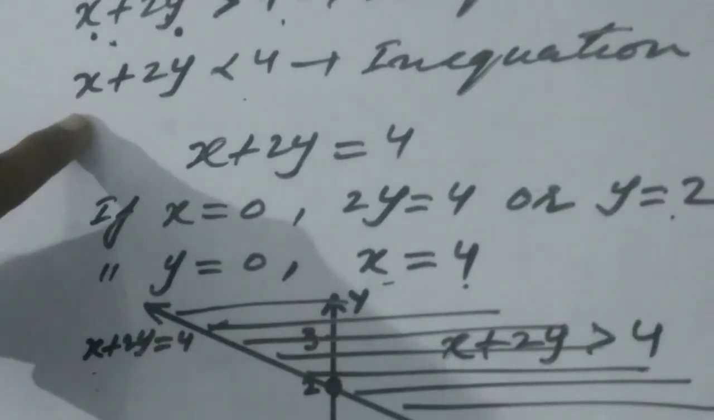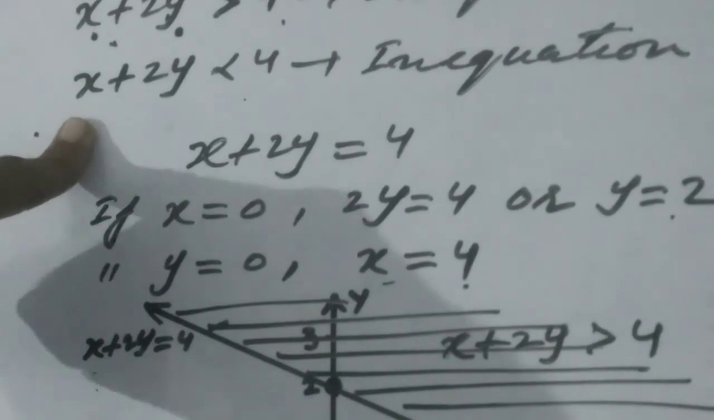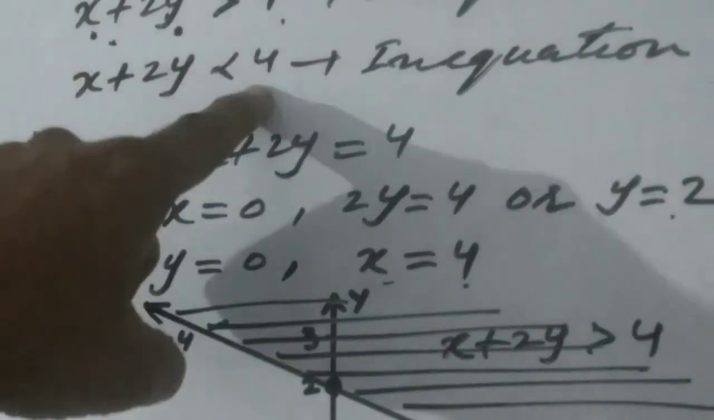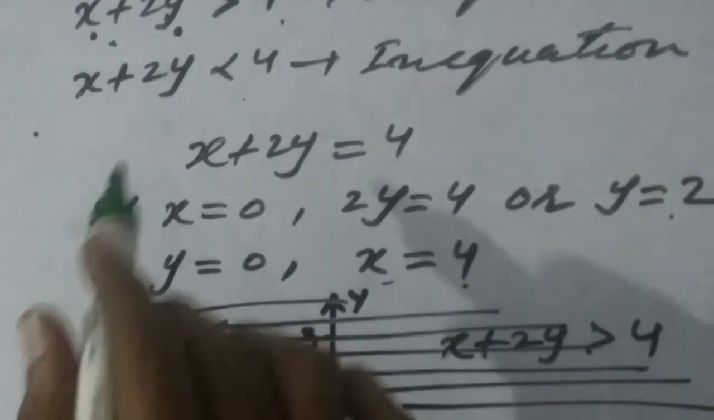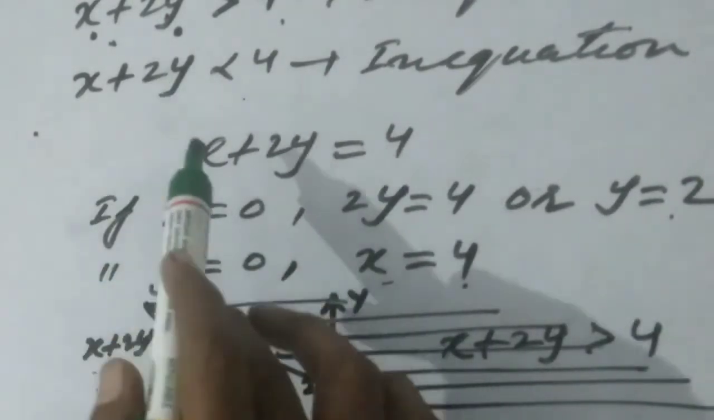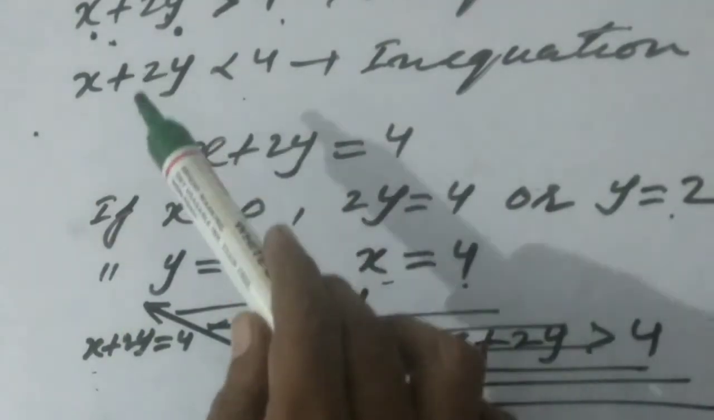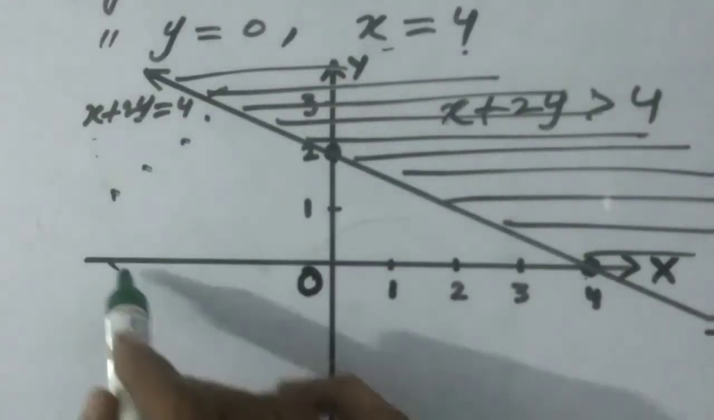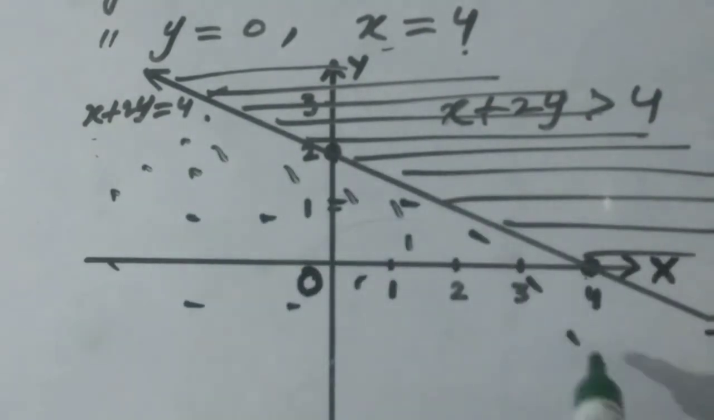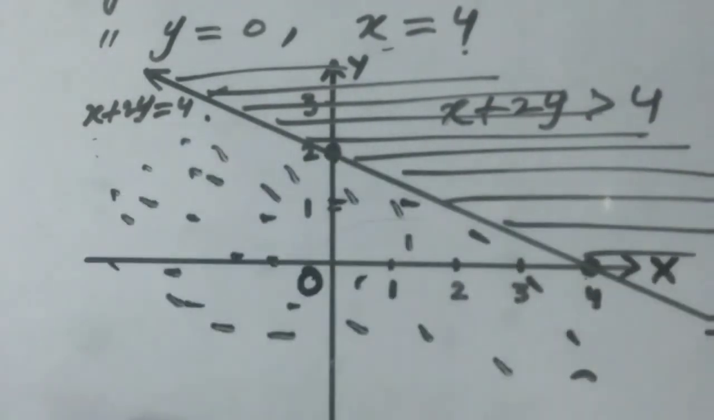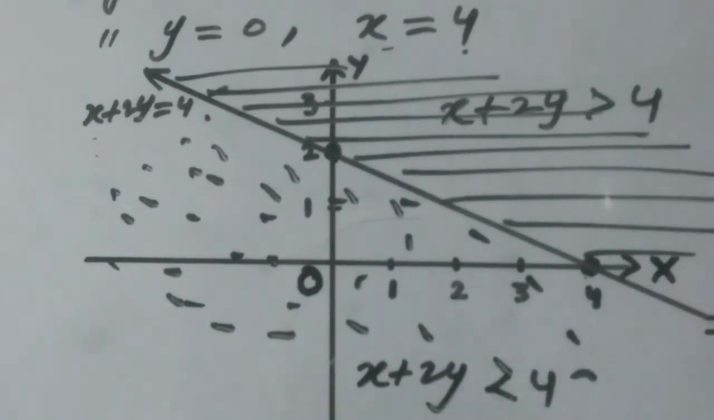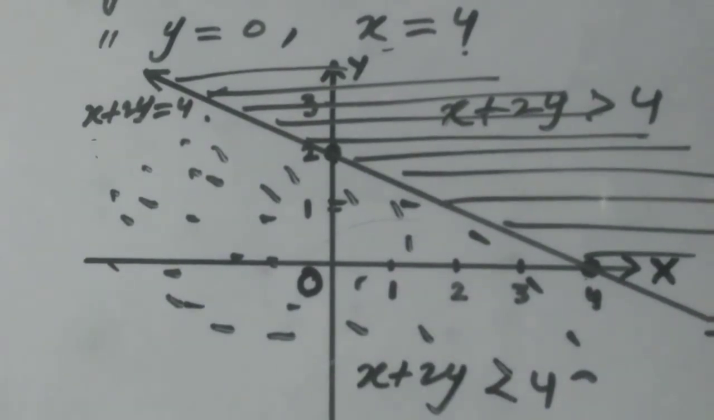While in this inequation, if we substitute x is equal to 0 and y is equal to 0, the statement turns out to be true because 0 is less than 4, which is true. So that means this inequation represents the region in which the origin lies. So this region is represented by x plus 2y less than 4. This is how we represent an inequation graphically.